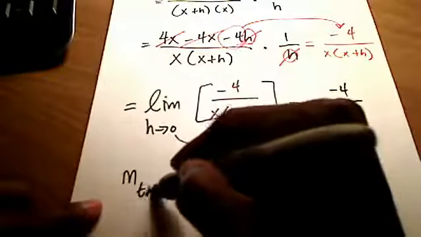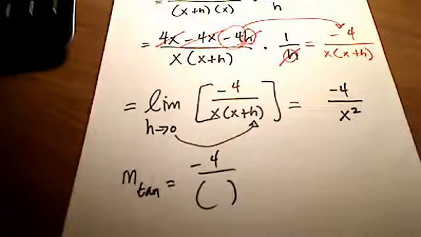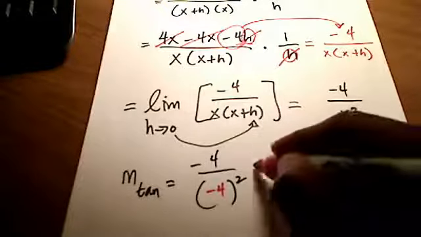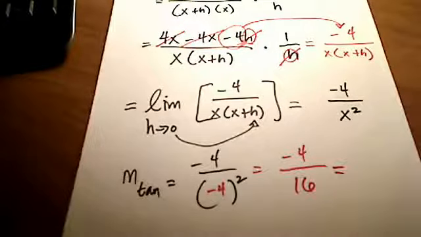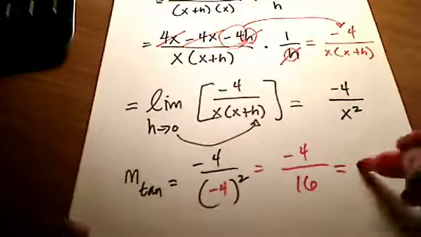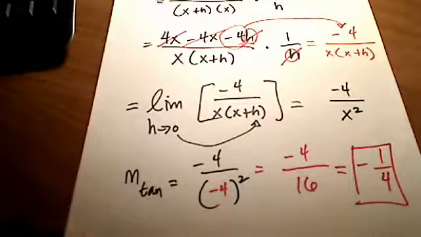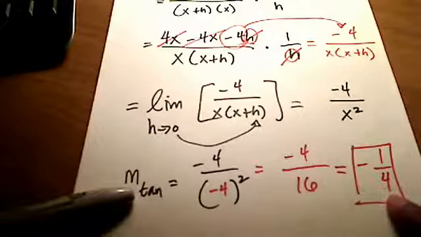So the slope of the tangent line is equal to negative 4 over x squared. But again, instead of x, I'm popping in a negative 4 because that was what the x part of the coordinate was going to be, which is just negative 4 over 16, or simplified is negative 1/4. All right, so there's the answer to part A. The answer to part A is the slope of the tangent line, right? The slope of the tangent line is a negative 1/4 right here.